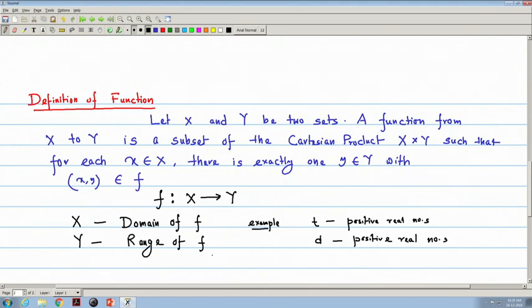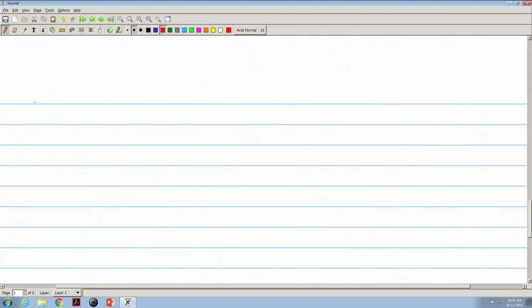So, now we take some simple examples of function. Some simple examples of function we see.